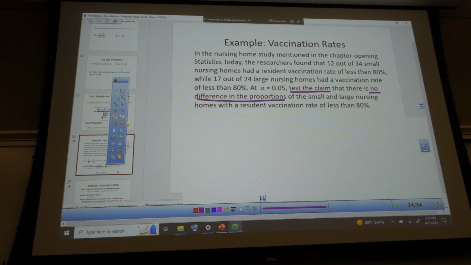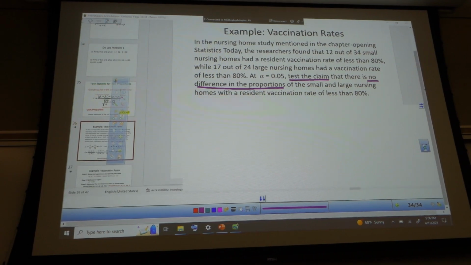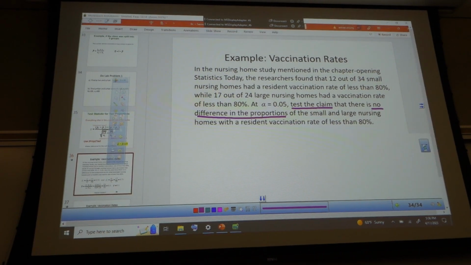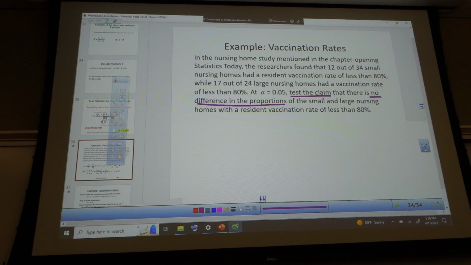So first of all, now I know that it's not a mean, it's a proportion. Everybody on board? With the resident vaccination rate of less than 80%. So what's up with the less than 80%? Is that my claim somehow? What's the less than 80% stand for?